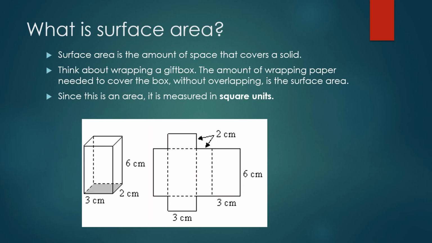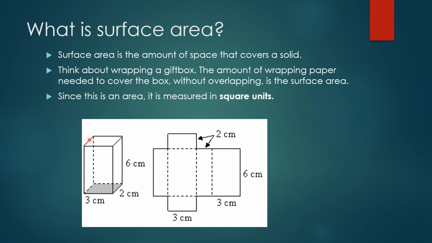Surface area is the amount of space that covers a solid. Think about as you wrap presents this year, when you are picking the amount of wrapping paper that would go over a package, if there's no overlap, then the amount of wrapping paper used to wrap an object would be considered its surface area. As you can see in here, we have a box, and this would be the solid.